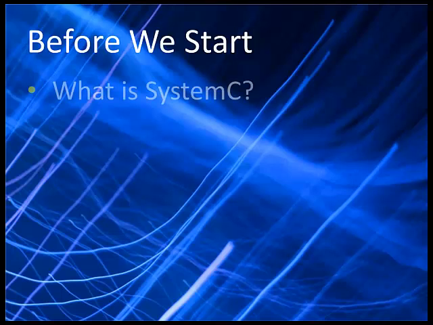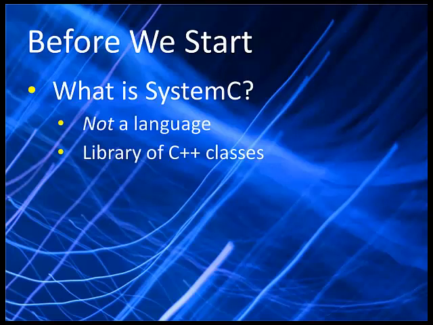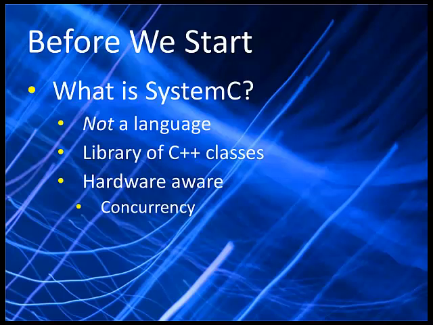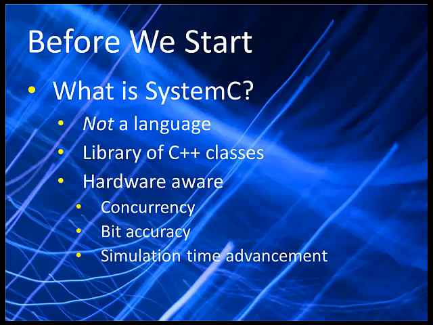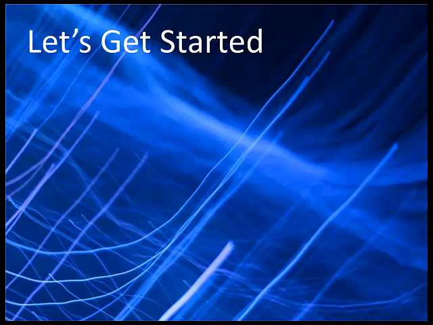You'll note I didn't use the word language when defining SystemC, and that's because SystemC isn't a language at all. It's actually a library of C++ classes that are written to emulate the behavior of hardware in a way regular C can't. These classes understand concurrency, bit accuracy, and they can advance time sequentially in a simulation. So let's get right to it.